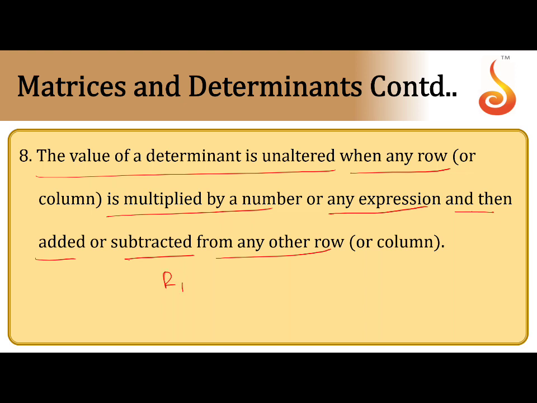That means you can apply row operations like R1 as R1 plus 2R2, or R2 as R2 minus 3R3. You can apply row operations or column operations, and the value of the determinant will not change. That is a condition you know from solving so many problems at the PU level. So now we can easily solve these questions.